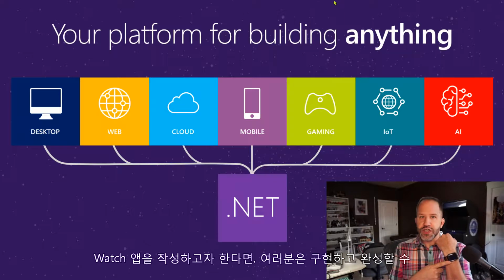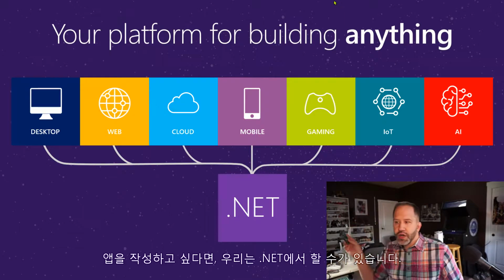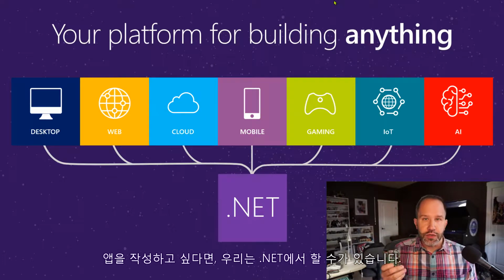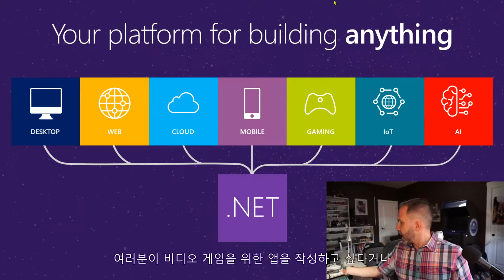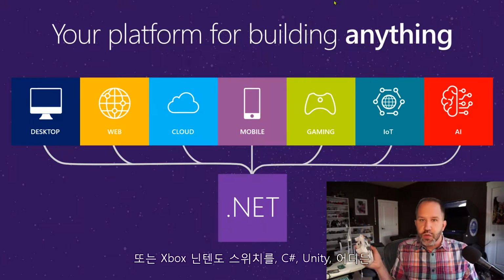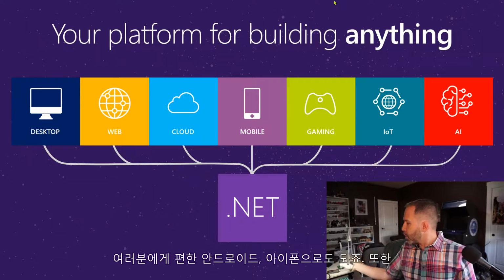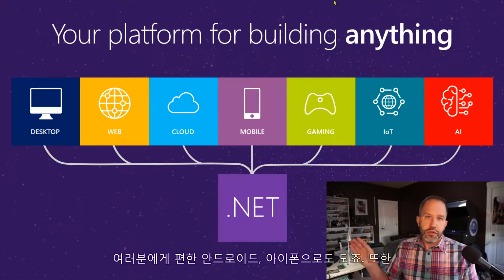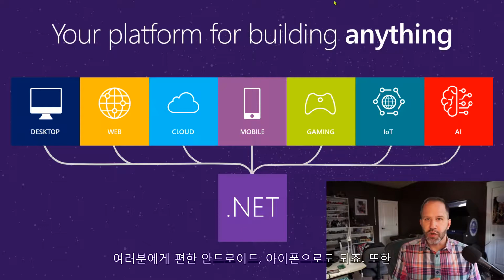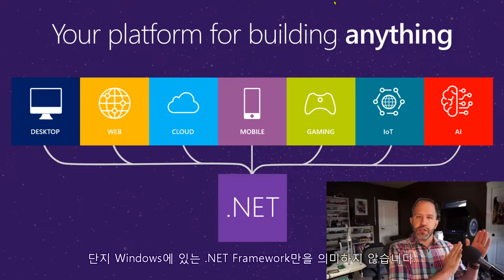If you want to write a watch app, you should do it in .NET. If you want to write an app for a Raspberry Pi, you can do it in .NET. If you want to write an app for a video game or Xbox, Nintendo Switch, C#, Unity, do it in .NET. You want to write a mobile app, Android, iPhone, whatever makes you happy. You want to write machine learning code, you can do it in .NET. You can build anything. It's not just .NET Framework on Windows anymore.